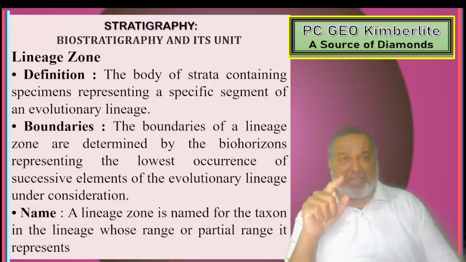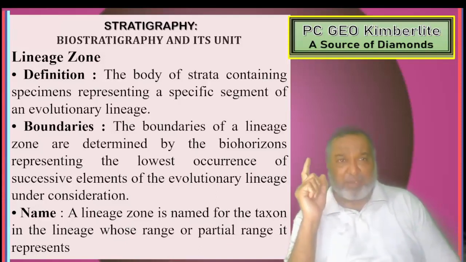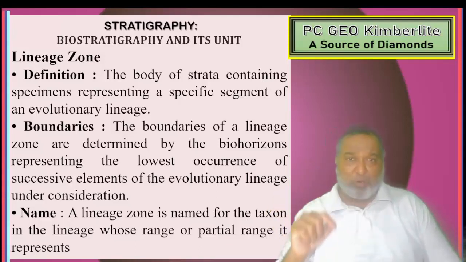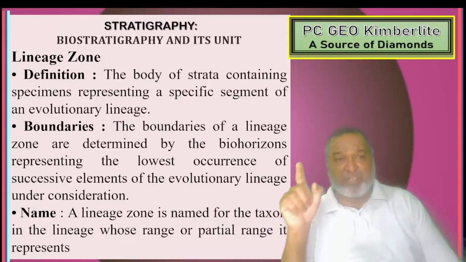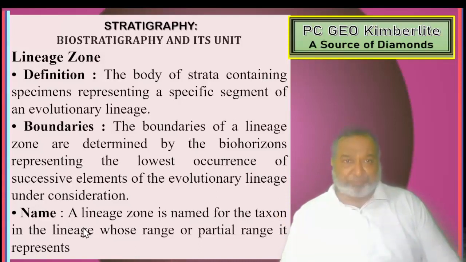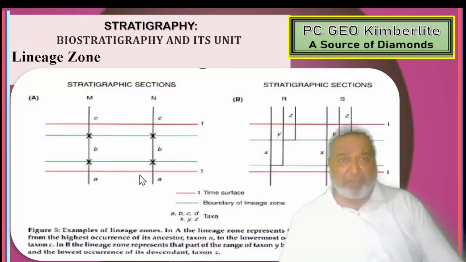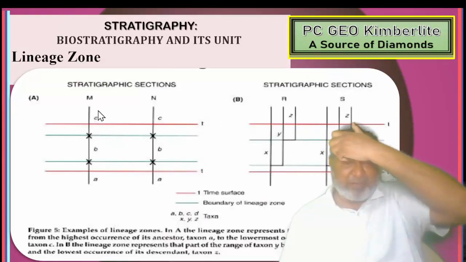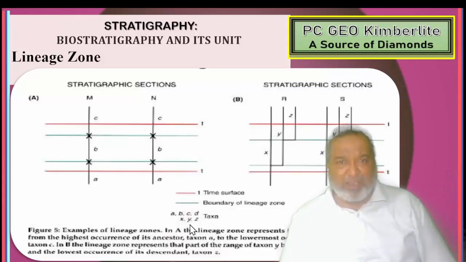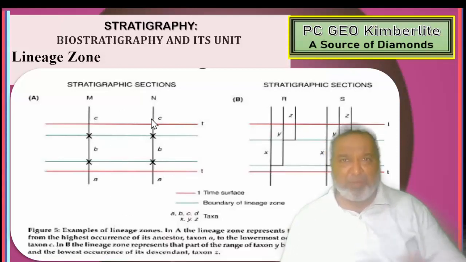Lineage zone definition: the body of strata containing specimens representing a specific segment of an evolutionary lineage. The boundaries of a lineage zone are determined by biohorizons representing the lowest occurrence of the successive element of the evolutionary lineage under consideration. A lineage zone is named for the taxon in the lineage whose partial range it represents. Yes, here we have given two diagrams now. The time surface is shown by the red line, and this is the boundary of the lineage. Here we are going to make out that particular point: A, B, C, D, X, Y, Z are the taxa which have been mentioned. That is for the stratigraphic section, A and B which have been mentioned.